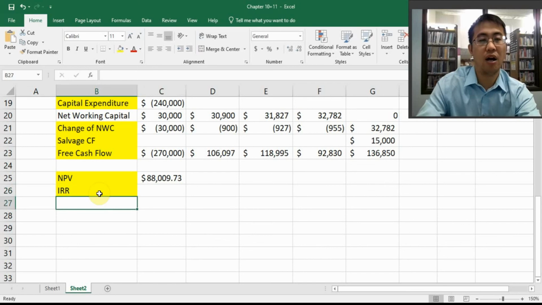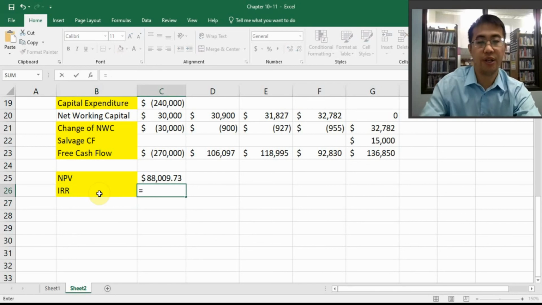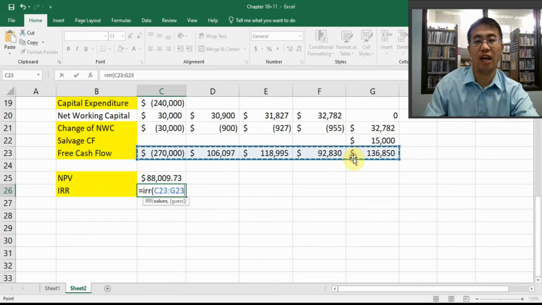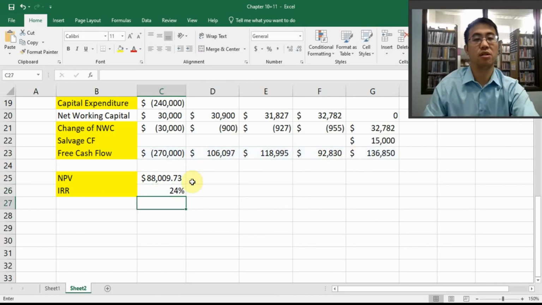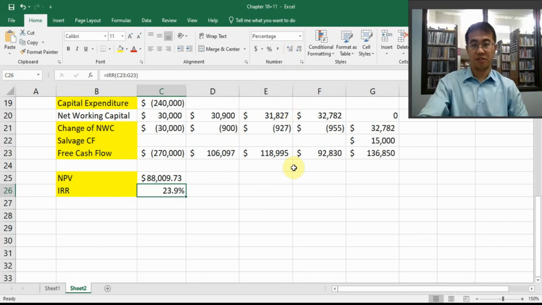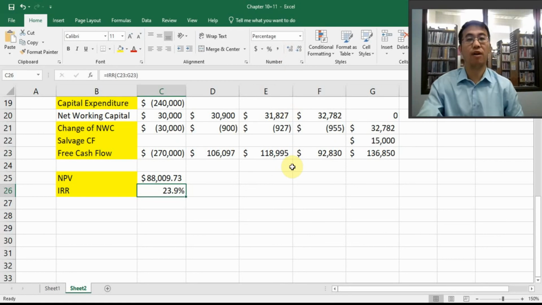And for IRR, it is pretty straightforward. You just use the IRR function and select all the cash flows at once. And the 24% is definitely higher than the 10% cost of capital. That means you can get more return from the project than the money you pay to finance the project. So you are making money.